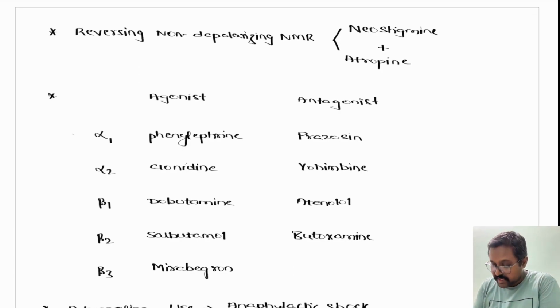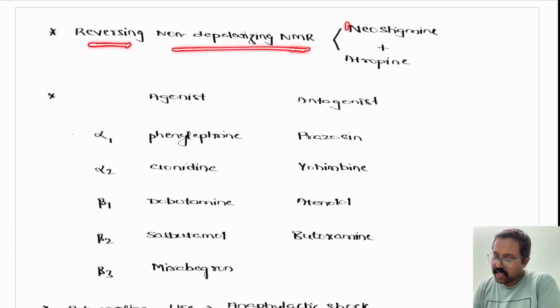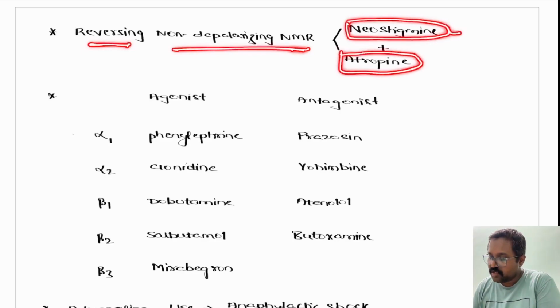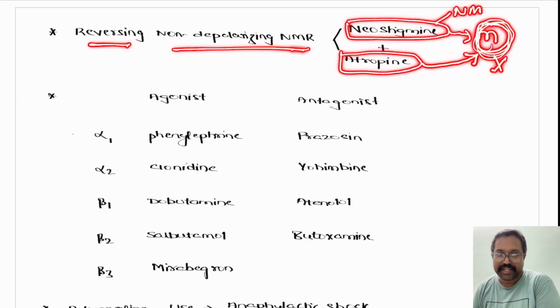Next we have reversing non-depolarizing blockade. Whenever you want to reverse the non-depolarizing neuromuscular skeletal muscle relaxant, along with the neostigmine you also give atropine. The reason is, when neostigmine is given, it will increase the activity on the muscarinic receptor as well, apart from action on NM receptors. To counteract the muscarinic action, you use atropine, which is an anti-muscarinic agent. Thereby it prevents the adverse consequences due to muscarinic action.